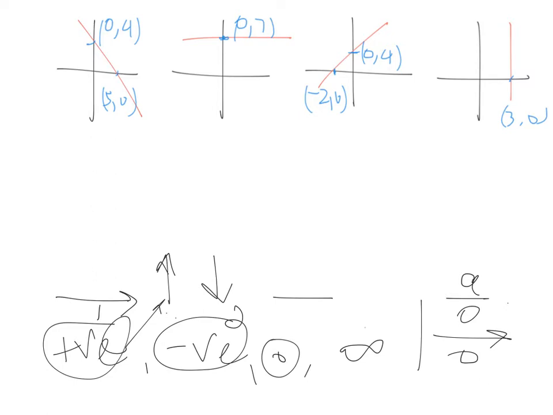Firstly, let's go through and identify whether they are positive, negative, zero, or undefined. So we look at this graph here. We're starting at 4, and we're going to the right 5 units and down 4 units to reach this point here. So because we've gone to the right and down, it is negative. So that's what we're going to write. We're going to write this is negative.